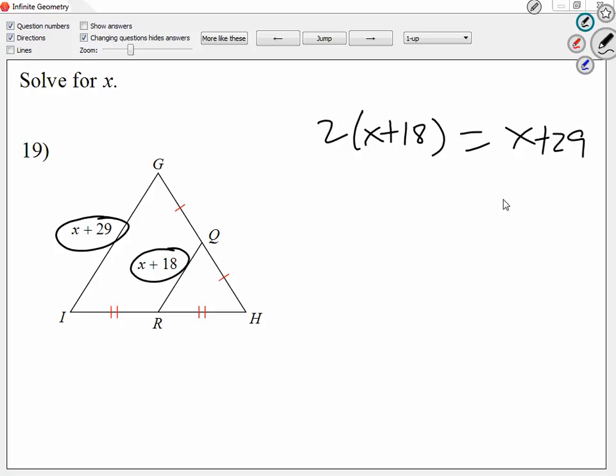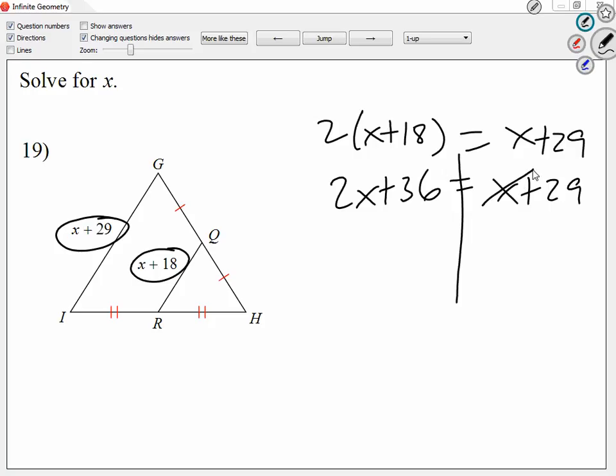So let me get rid of parentheses. I'm going to have 2x plus 36. I just got rid of parentheses by distributing the 2. It is equal to x plus 29. Separate your sides with an equal sign. And just like we've done it so many times, the positive x on the right, let me bring it as a negative x on the left. The positive 36 on the left, let me bring it as a negative 36 on the right.